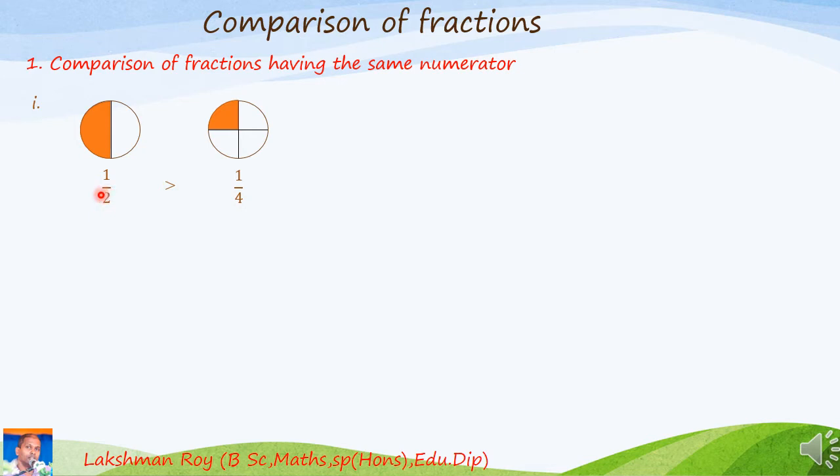The denominator says the number of parts divided: 2 parts, 4 parts. Fewer number of parts means one part is big, right? So try to remember that one. Now I'll explain using another example, students. See, this is my whole one, unit. This is the same one, right?